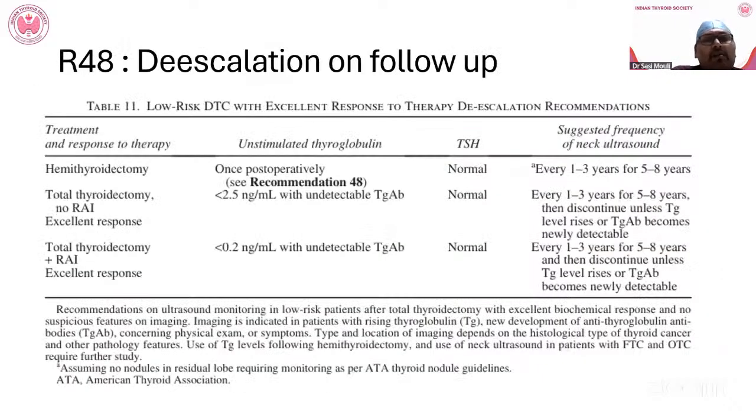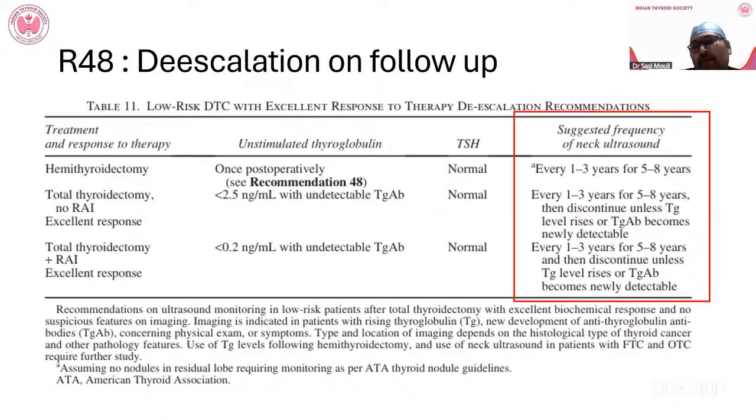Now, coming to low risk DTC with excellent response, we can see that in hemithyroidectomy, as I said, some people do it once post-operatively, some people do not do anything, and the most important thing is the frequency of neck ultrasound once after 1 year, and then every 1 to 3 years for the next 5 to 8 years, and then depending on the TG levels, anti-TG antibody levels.